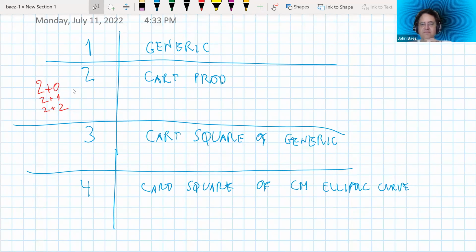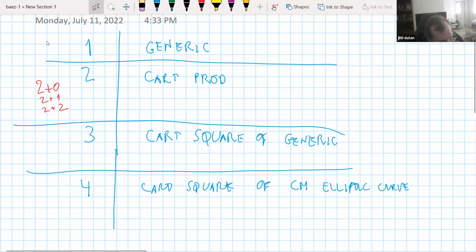So, okay, let's see. The 1 sounds like you're telling me that is 1 plus 0. And right, the Cartesian square. Let me think about the Cartesian square of the generic thing. So that should be like everything is real. Well, but what do I mean by that? Let me think what you're saying. What are we trying to say here?